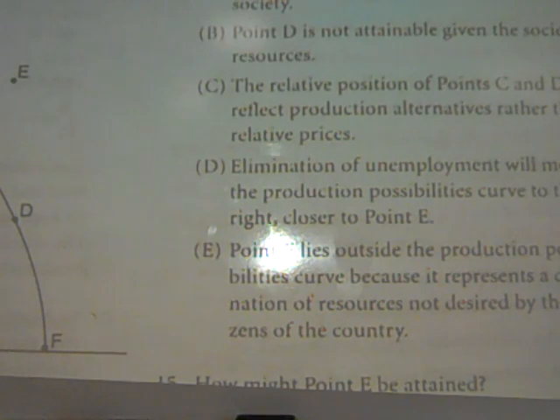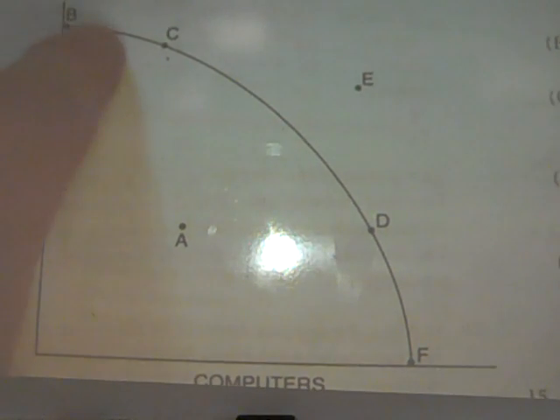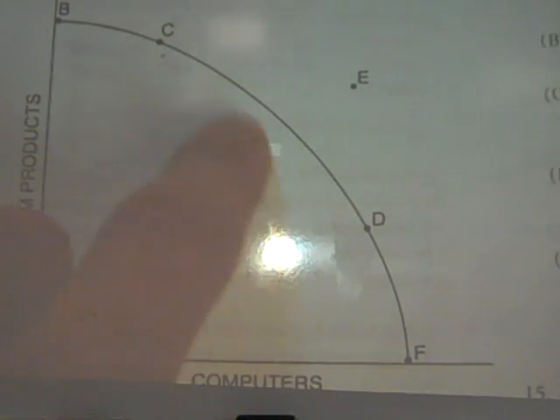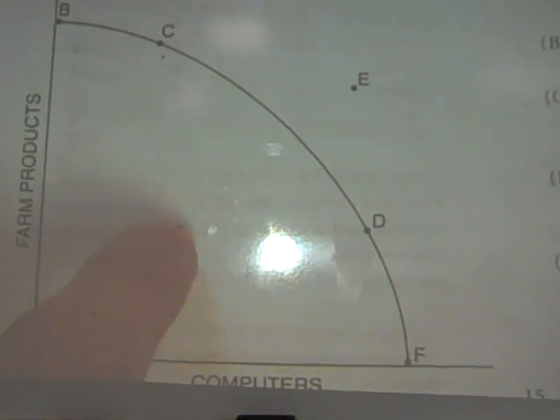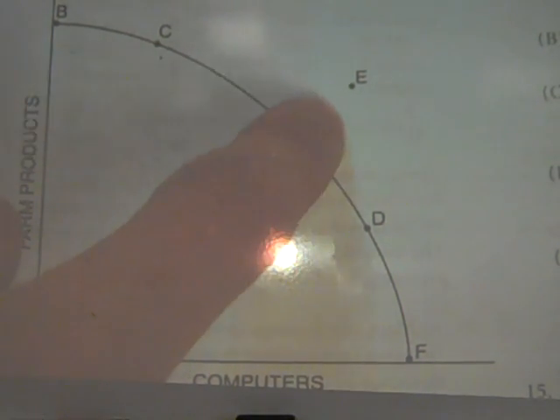Elimination of unemployment. Oh, here's the trick. I knew it was coming. Elimination of unemployment will move the production possibilities curve to the right. No. The PPC knows about those people that are unemployed. It's out there because of those people that are unemployed. It knows you're not cutting it. You're just simply inside the curve. It knows that if you did employ those people, you could be out here somewhere. But you're not. So eliminating unemployment, reducing the unemployment rate moves you from a point inside to a point on.